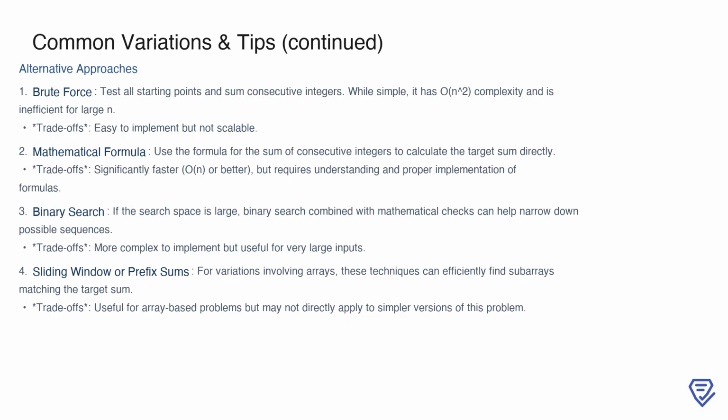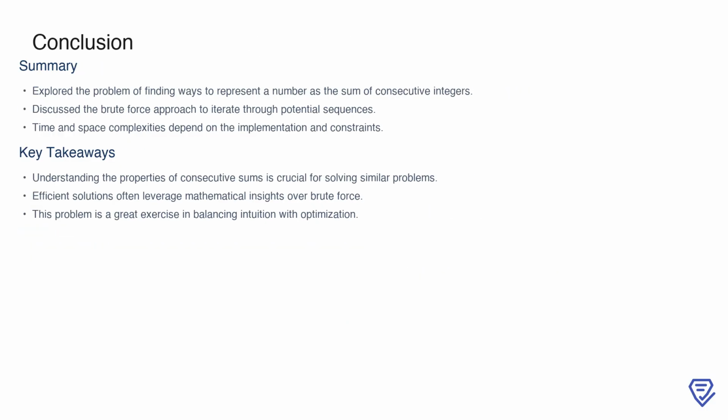Lastly, techniques like sliding windows or prefix sums are excellent for array-based variations of this problem. These methods optimize the process of finding subarrays that meet specific criteria, but they may not directly apply to simpler versions of the problem. Each approach involves trade-offs, so it's essential to choose the one that best fits the problem's constraints and requirements. Great job on completing this problem walkthrough. We covered the consecutive sum problem, explored its brute force approach, and highlighted key takeaways.